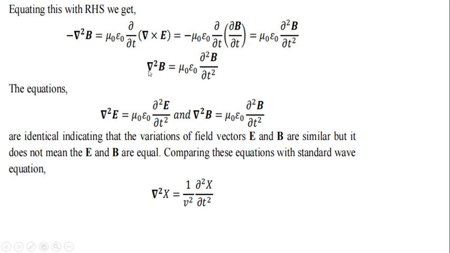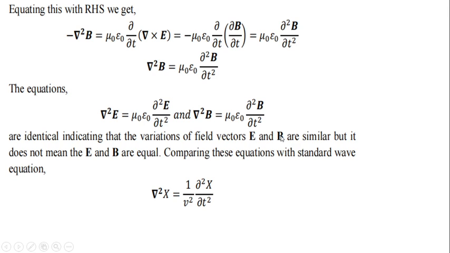del square B equal to mu 0 epsilon 0 delta square B by delta t square. The equation del square E equal to mu 0 epsilon 0 delta square E upon delta t square and del square B equal to mu 0 epsilon 0 delta square B by delta t square are identical, indicating that the variation of field vectors E and B are similar, but it does not mean that E and B are equal.